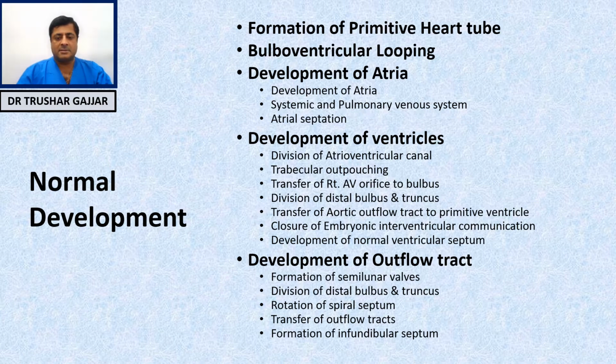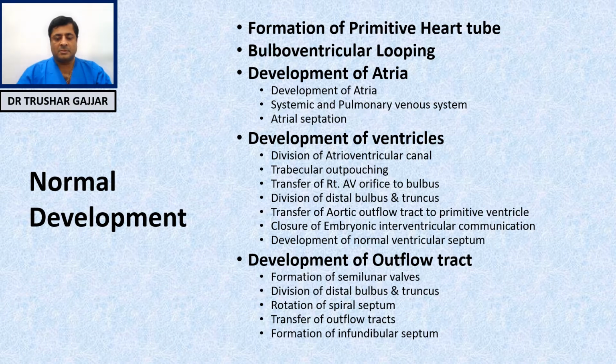Development of the ventricle starts with the division of the AV canal. From the bulbus and the primitive ventricle, trabecular outpouchings develop, and there will be a septum in between, that is called the trabecular septum. The AV canal, which is divided into the right and left orifice, is primarily related to the primitive ventricle.